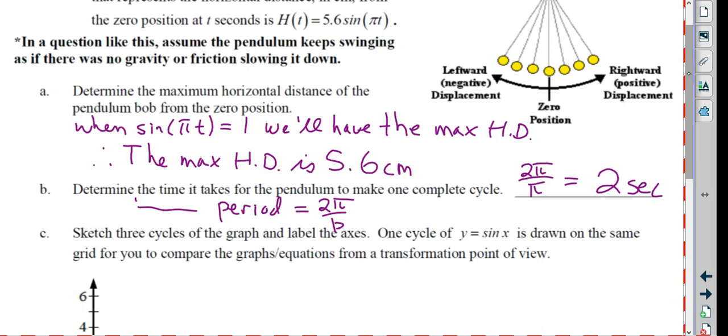Everybody say what the sine of 0 was? I can't hear you. Speak up. You're being recorded. 0. 0. Okay.